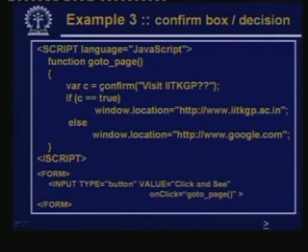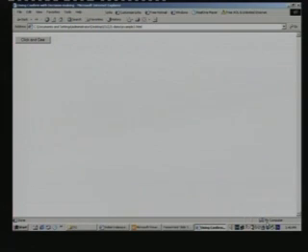So, in this example, what we have said is that if the user has confirmed by pressing OK, c is true, then window location we are setting to the IIT Kharagpur website, which means the user has confirmed that I want to visit IIT Kharagpur. But if the user had pressed cancel, then by default we are taking the user to www.google.com, right. Now, let us see whether this example works correctly or not.